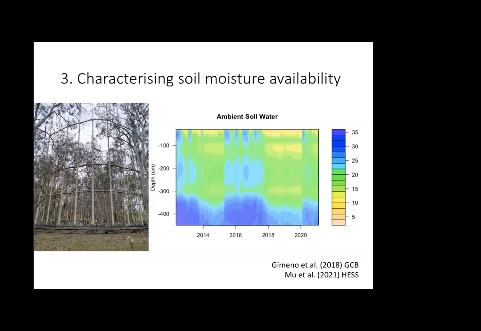And I just showed this data set because I love it so much. This is a data set of soil moisture content below the ambient rings in our EucFACE experiment, first published by Teresa Jimeno in 2018, but recently used by Menghuan Mu in a paper in HESS, where she was trying to use these data to calibrate the CABLE model, so to ensure that it could represent what was happening in the soil moisture store.